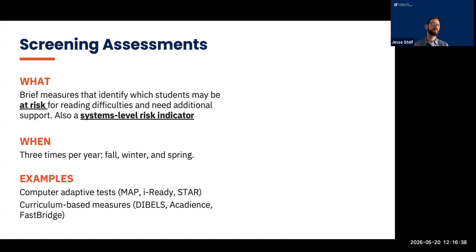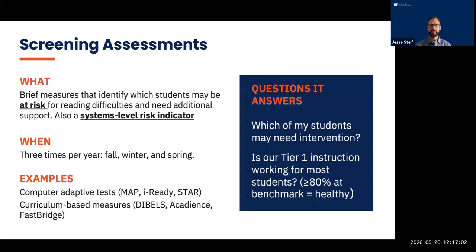But we know that the vast majority of students don't need, or shouldn't need, intensive intervention and specially designed instruction. So I think about screening data as a mirror for instruction. If students aren't climbing those performance bands and raising their achievement levels, we look at curriculum, instruction, and implementation, and not just jump right into assuming something is wrong with the student. So screeners are meant to answer the questions: which of my students need intervention, and is our tier one instruction working for most students?